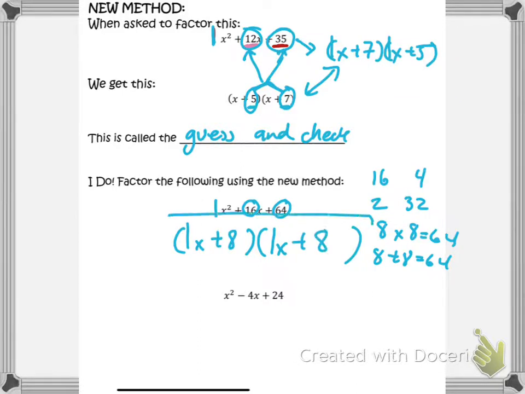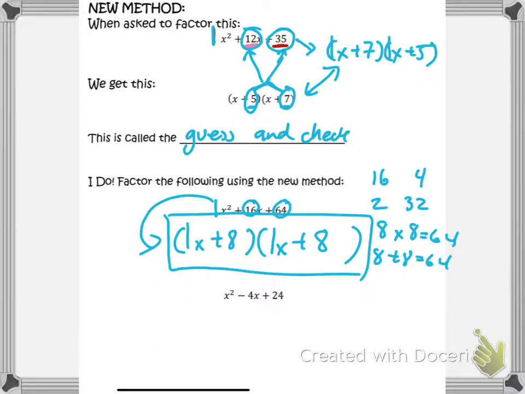And this is now our two binomials. So now we're able to factor it a little bit faster. I think it's a lot faster. Once you guys go through it enough, it's going to come to you really quick. You just need to be kind of fluent with your factors.